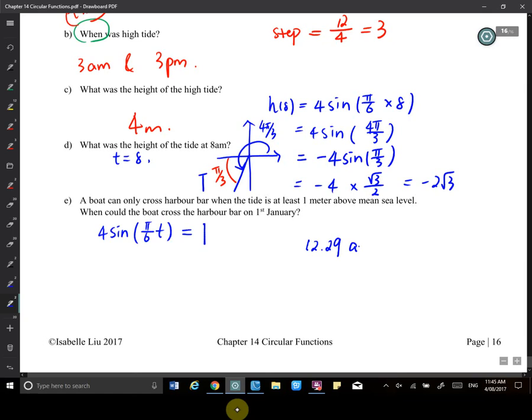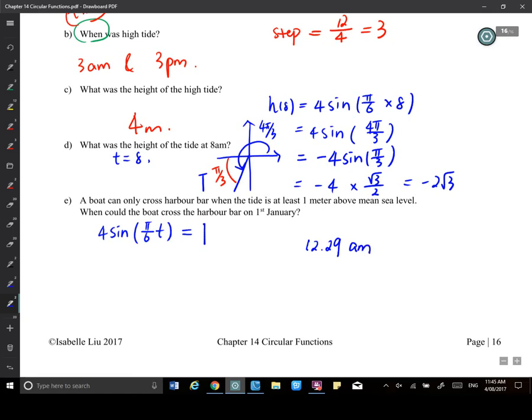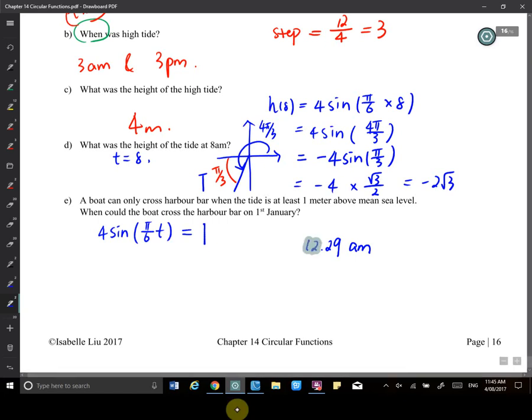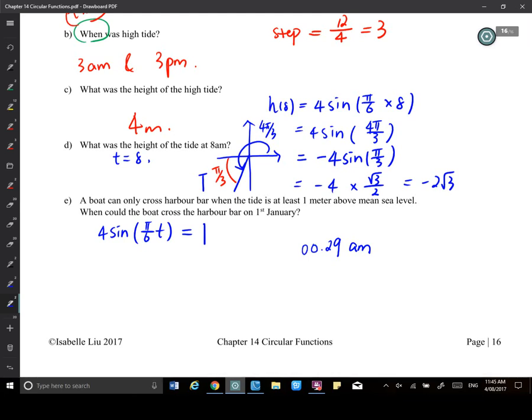So at this moment, the time will be 12:29 a.m. That's the actual time, or 0029 is fine as well. If you want to say it that way, that's fine. So that's 29 minutes after midnight.